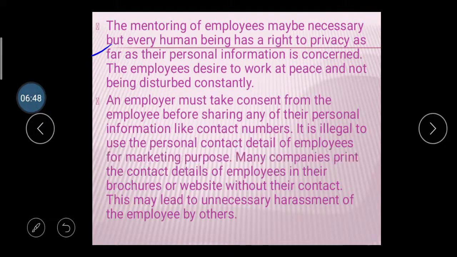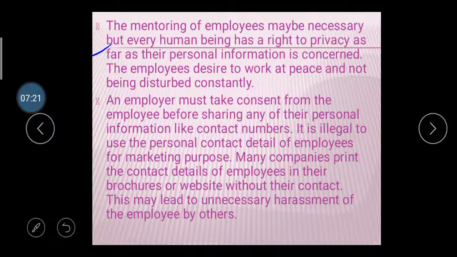An employer must take consent from the employee before sharing any of their personal information, like contact numbers. It is illegal to use the personal contact details of employees for marketing purposes. Some organizations do this, which is misbehavior by the organization, because you cannot use the personal contact numbers of employees to market your products. So this type of behavior cannot be conducted by the organization or employer.